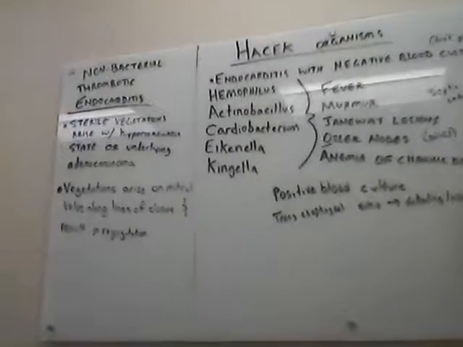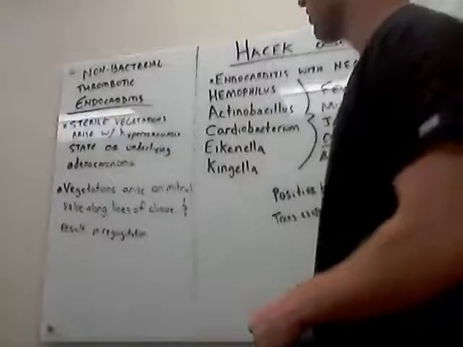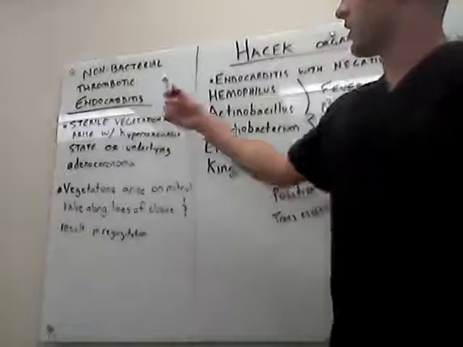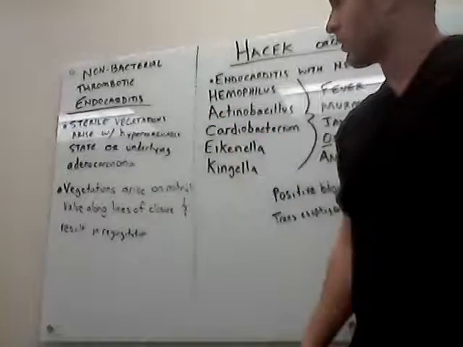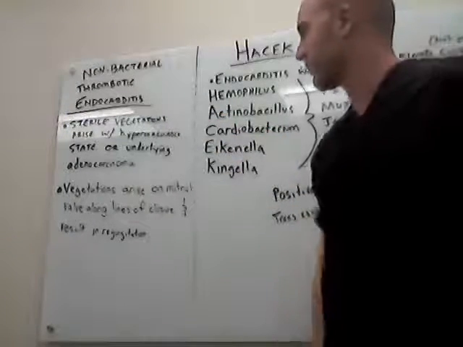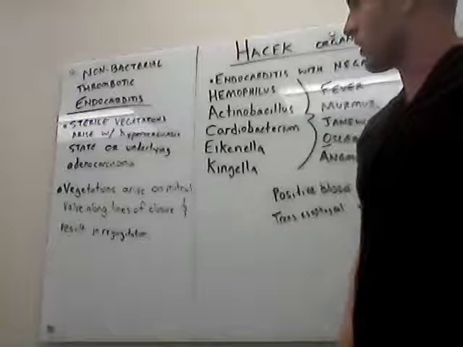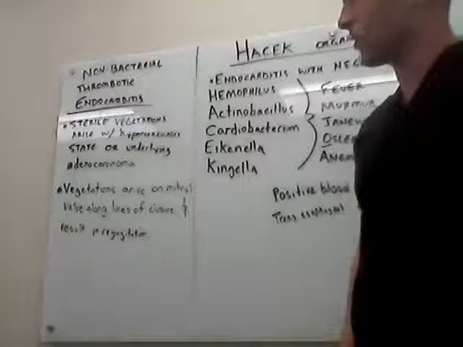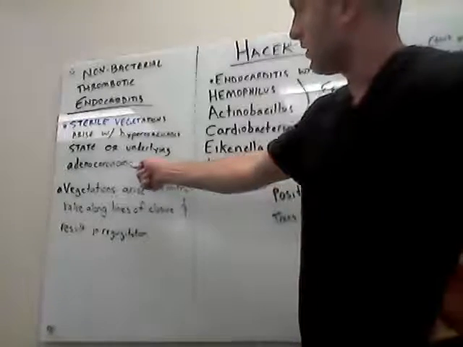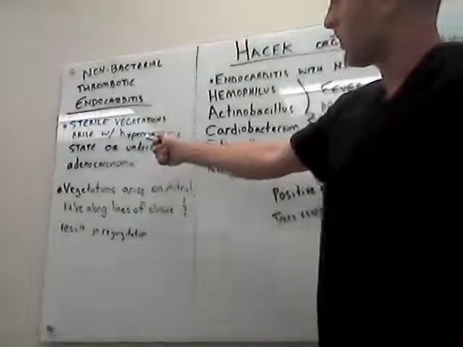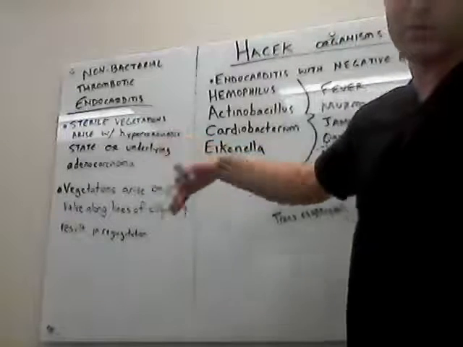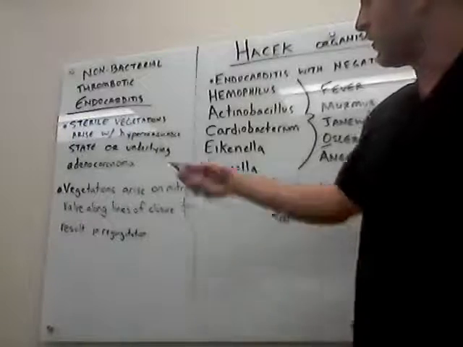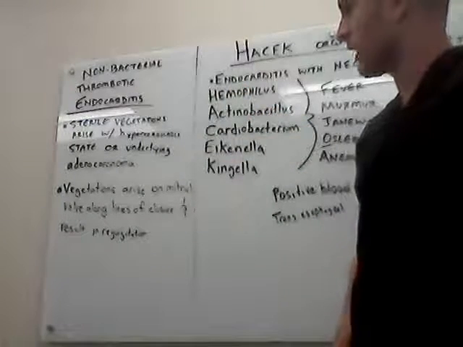lesions. So over here we have the non-bacterial thrombotic endocarditis. This is the case of a thrombotic endocarditis. It has nothing to do with bacteria. So the sterile vegetations arise with a hypercoagulable state or underlying adenocarcinoma. So it's kind of cancer, or sometimes you can be in a hypercoagulable state, where your blood clots really easily. And if this happens, then you would get non-bacterial thrombotic endocarditis.